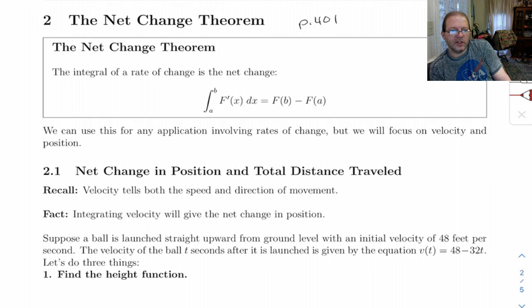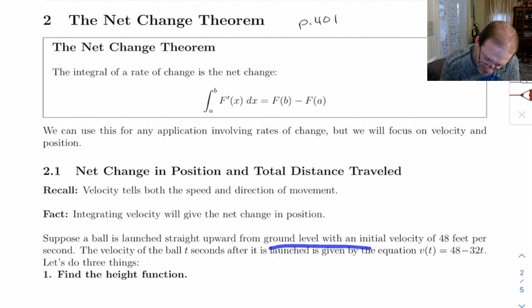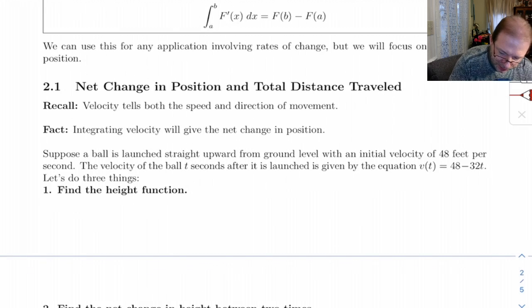So let's start with an example where I want to do several things. We've got a ball that's launched straight up in the air. Its initial velocity is 48 feet per second. And so the velocity of the ball t seconds after it's launched is given by this equation. Now, there are a few things I want to do, but the first thing I want to do is just find the height function. All right, now keep in mind, this is the velocity function.